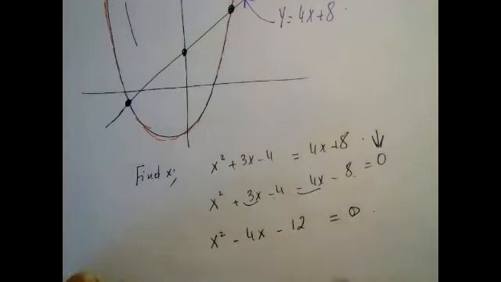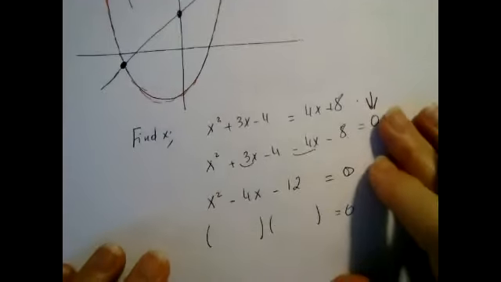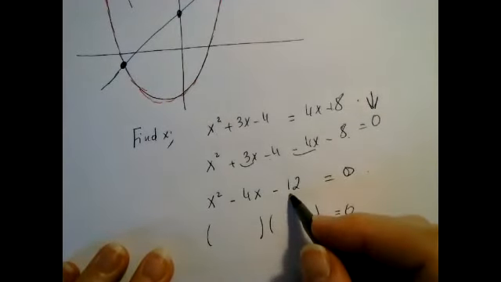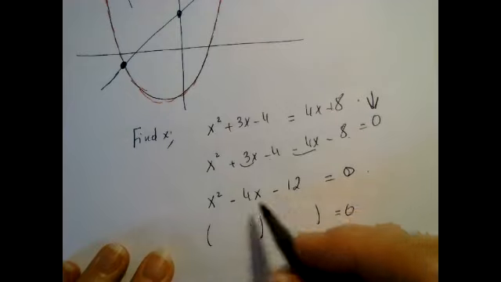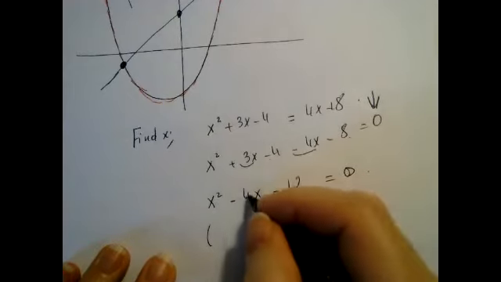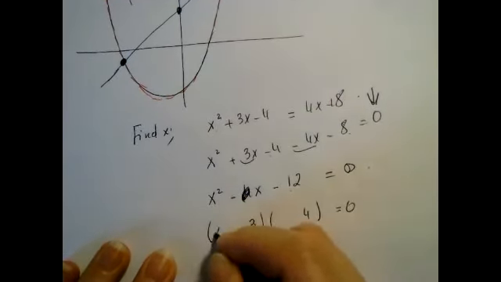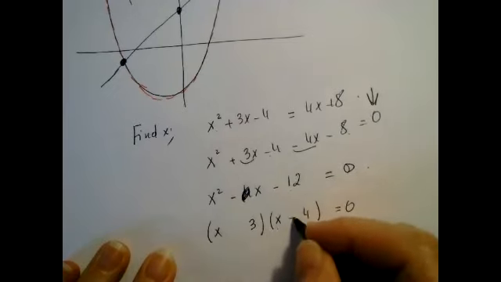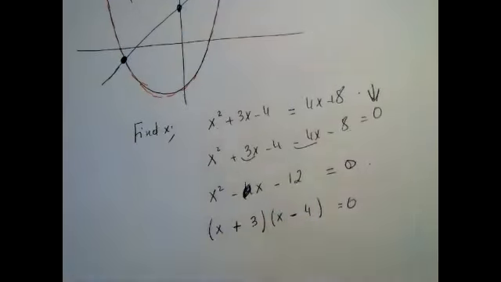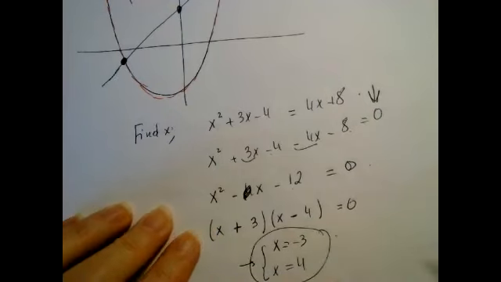Now I have to factor. Two numbers that multiply to give minus 12, and when you add them, you get minus 1. So 3 and 4 will do, a minus and a plus. Okay, thank you, Jessica. So this gives me x equal to minus 3 for one, and x equal to 4.